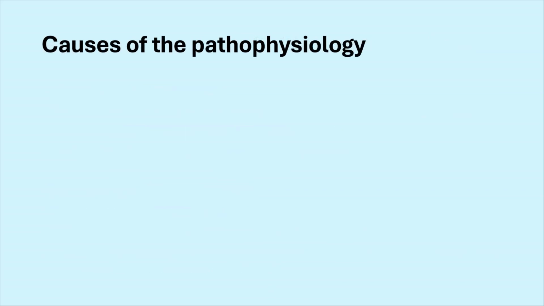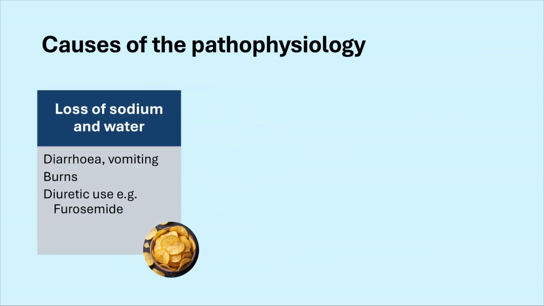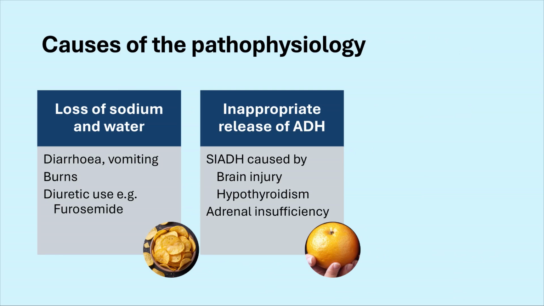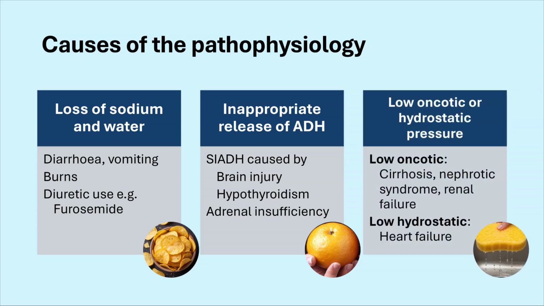Now, loss of both sodium and water can be due to diarrhea, vomiting, burn injuries, or diuretic use. And generally, the way I like to think about this is that people are dry as a crisp. In people with inappropriate release of ADH, this can be due to brain injury, hypothyroidism, or adrenal insufficiency such as Addison's disease. The low oncotic and hydrostatic pressure predominantly is from either the heart, liver, or kidneys.